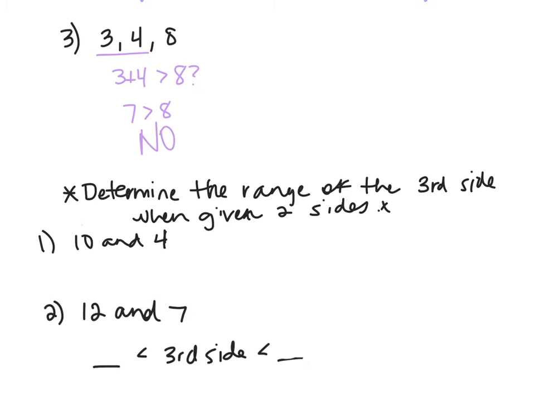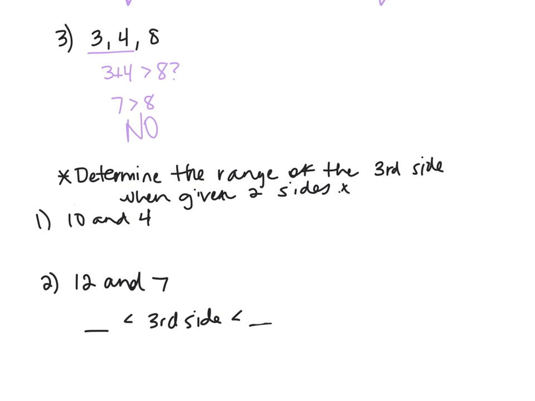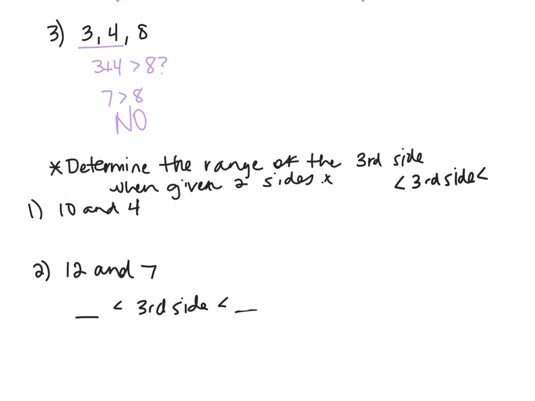So we want to determine the range of the third side when given two sides. Okay, the range, remember, is when you have your inequalities. Okay, third side. So we know that we can't have, scratch that. We know that the sum of two sides has to be greater than the third side. Okay, but it also can't be too small either, or it won't create a triangle, right? So this part, finding the range, can tell us the smallest number that our triangle sides can be, and then the largest number that that third side can be.